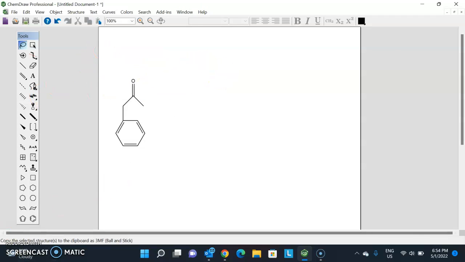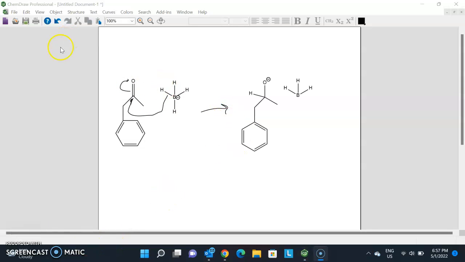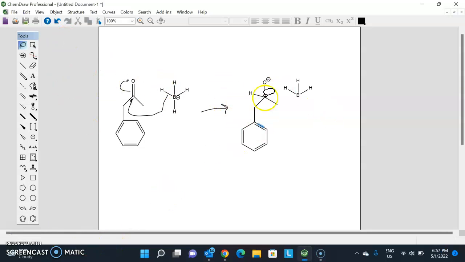Okay, I'm going to go ahead and draw some things. So I've started drawing our mechanism here. We can see our electrons from the hydrogen-boron bond are attacking our carbon here, and then these electrons are going to pop back to the oxygen. Alright, so that gets us to here, where our oxygen is negatively charged.